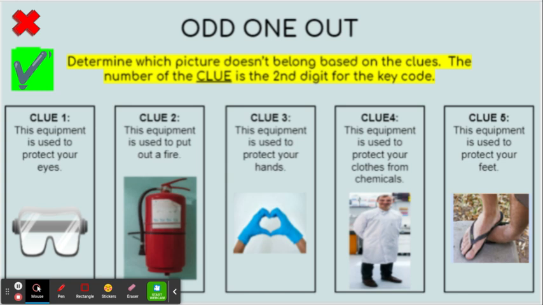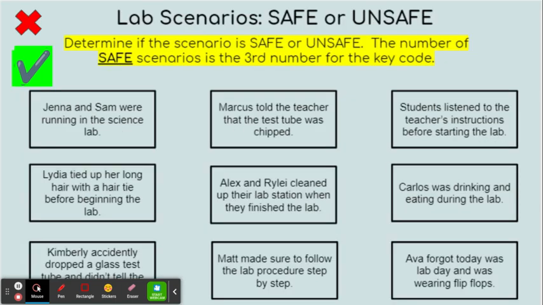The next one, it says odd one out. Determine which picture doesn't belong based on the clues. The number of the clue is the second digit for the key code. So looking at those 4 clues, whatever one is not appropriate, that's the second code to the key code on the door pad. Next one, determine if the scenario is safe or unsafe, and the number of safe scenarios is the third number for the key code.